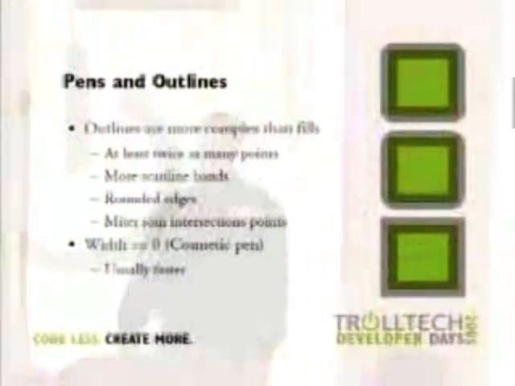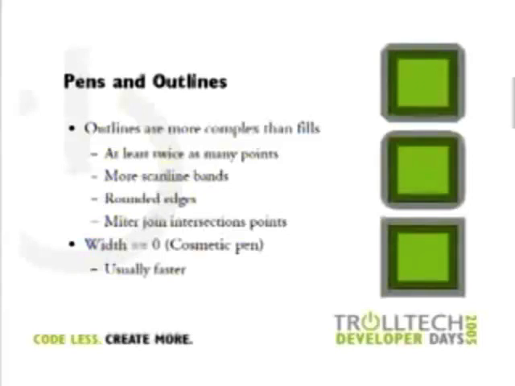So pens and outlines. As I said before, pens or outlines are significantly more complex than fills. It's at least twice as many points because it's one for each side, and it's also more complex. If you have rounded edges, we need to do curve approximations. If you have miter joints, you need to find intersection points where edges start and stop. So outlines are more expensive.